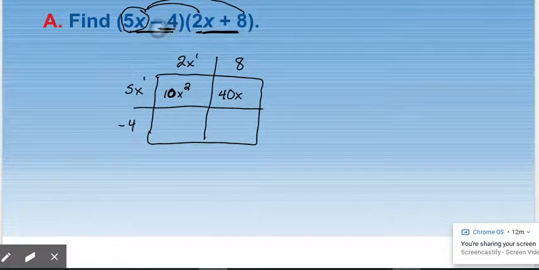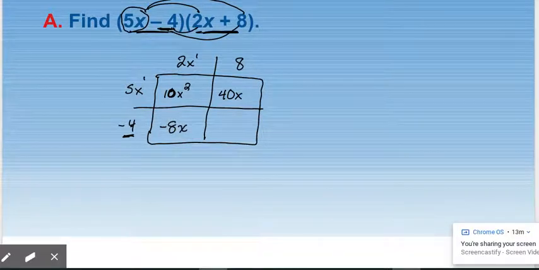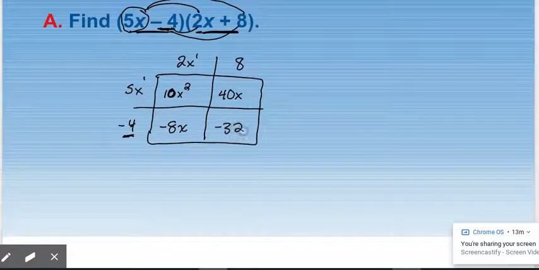Now we're going to take the negative 4, and we're going to multiply it. So you're going to distribute those. Okay? So negative 4 times 2x is negative 8x, and negative 4 times 8 is negative 32. And then I have to make sure I combine my like terms.